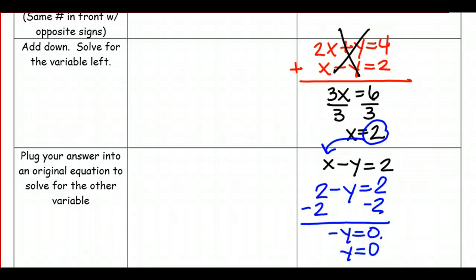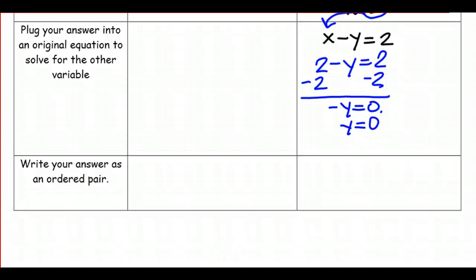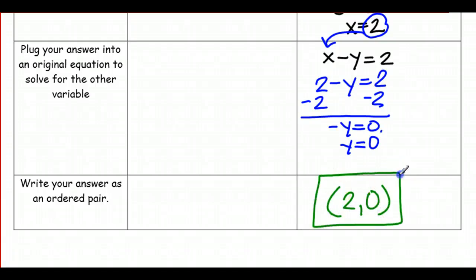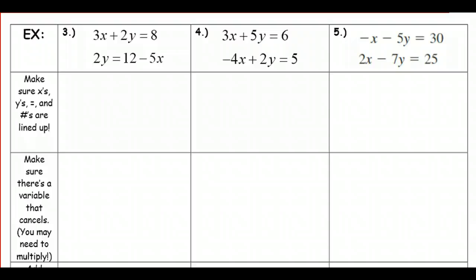So now that we know what x and y is, we can write our solution. And the solution to this system, I went a little too far. All right, the solution is 2, 0, and that is our ordered pair. All right, let's go ahead and do some more practice. All right, example number 3.